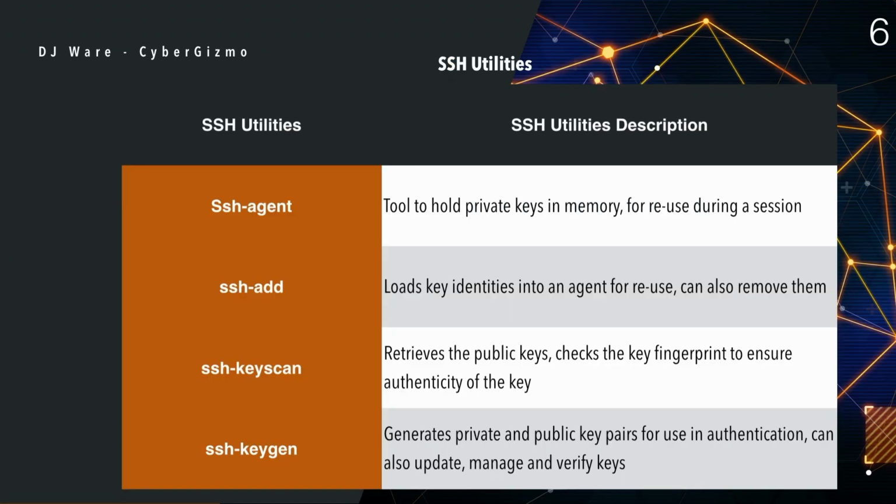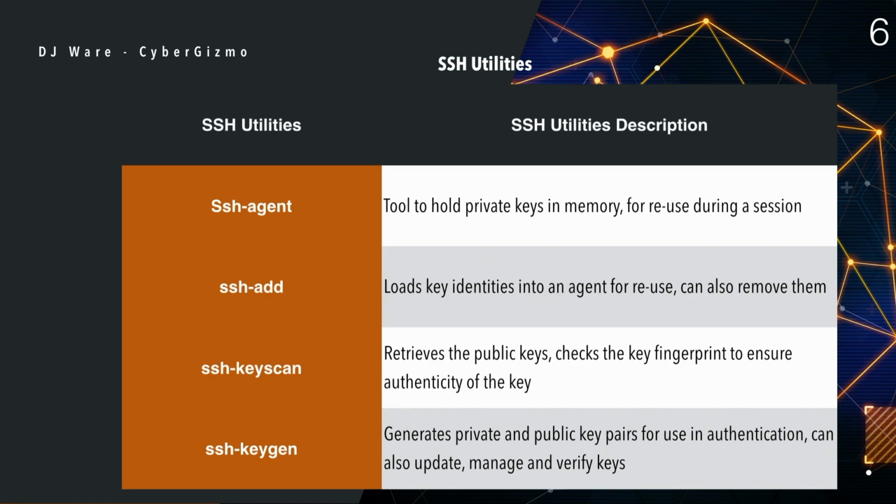What about utilities? SSH comes with a number of utilities. There's SSH agent that allows you to hold your private keys in memory. So if you're going back and forth between a number of systems a lot, this saves you the overhead of having to re-fingerprint and check your private keys so that they're available to the system for encryption, logins and session management. To add keys to it, you just do an SSH add, and it'll add your key to the memory that you can then reuse during the session.